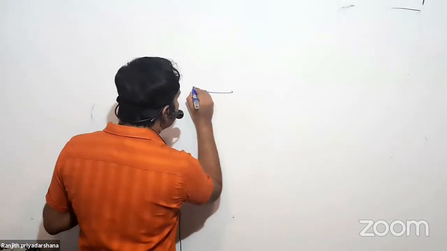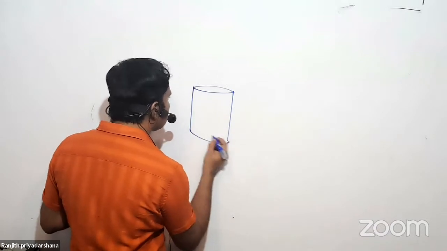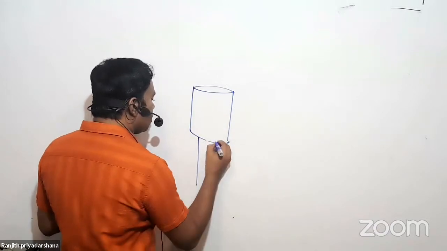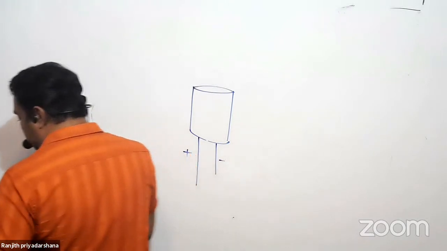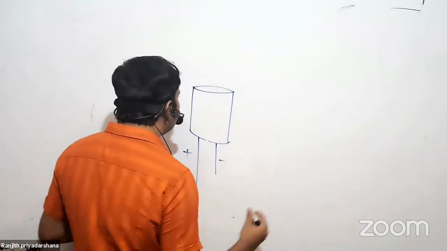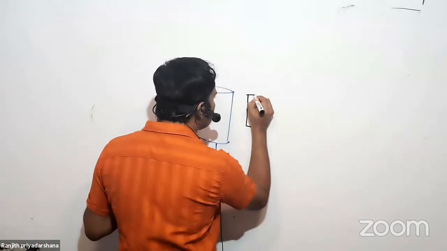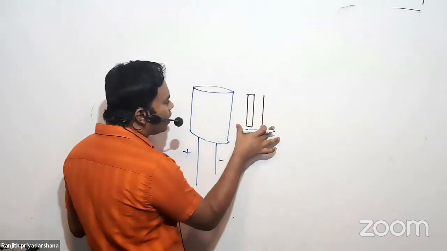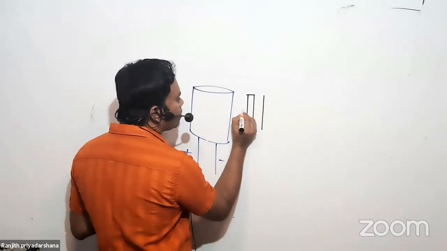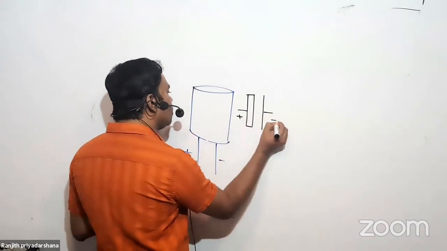Here's the capacitor. This elongated one is the positive terminal. The other one is the negative terminal. Its symbol is positive, negative. Unlike a dry cell, there is no elongated part here. So this is the capacitor, positive, negative.